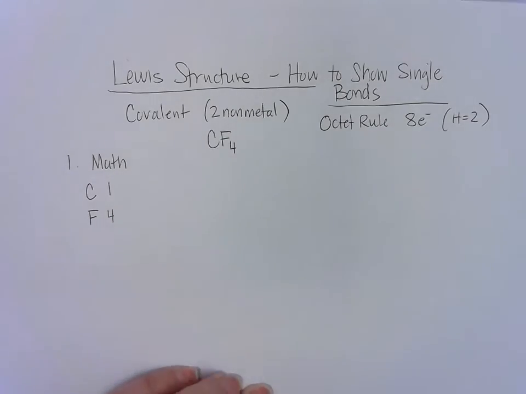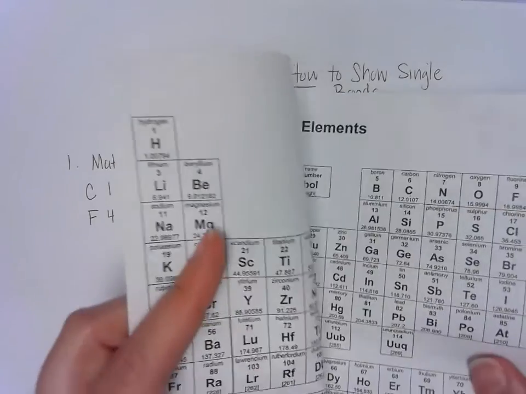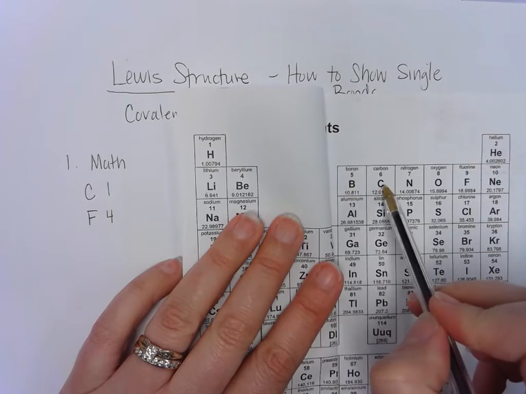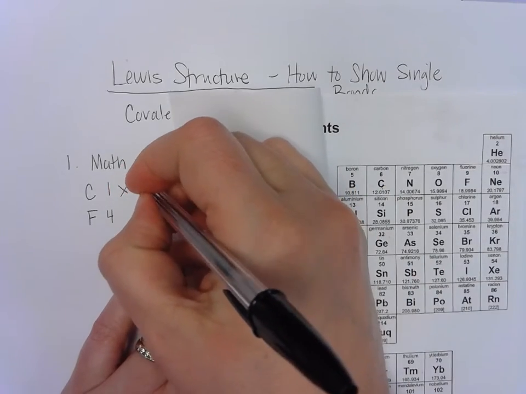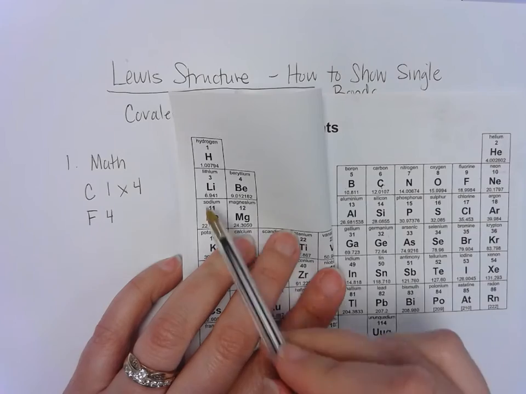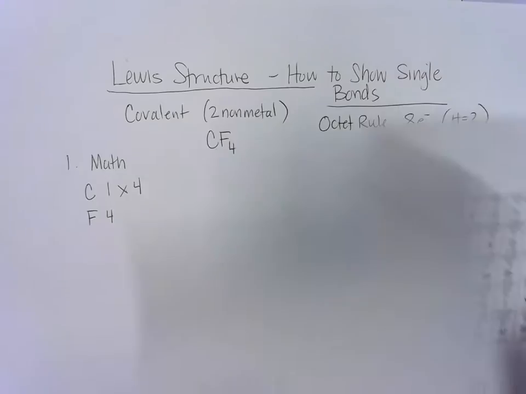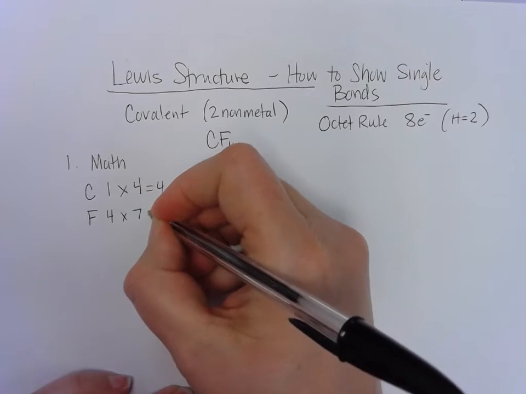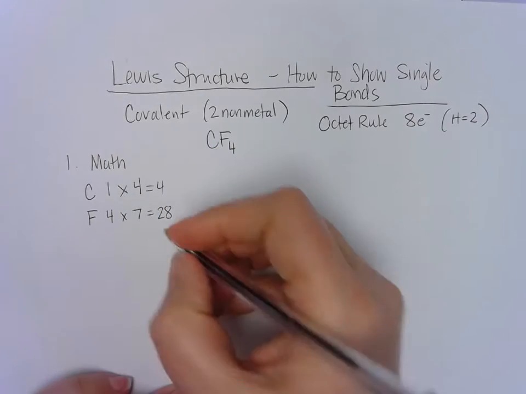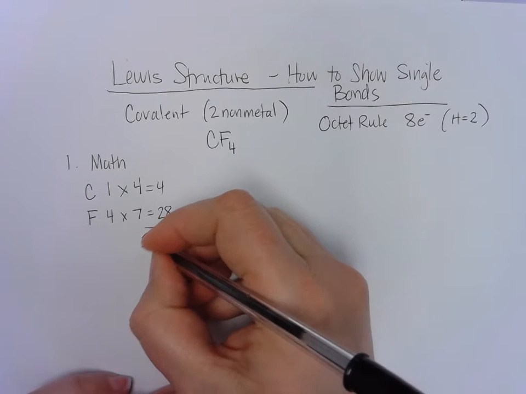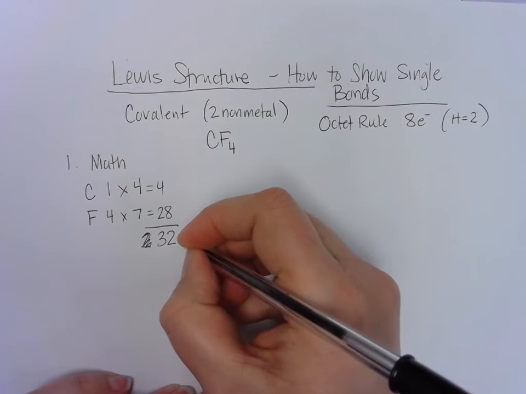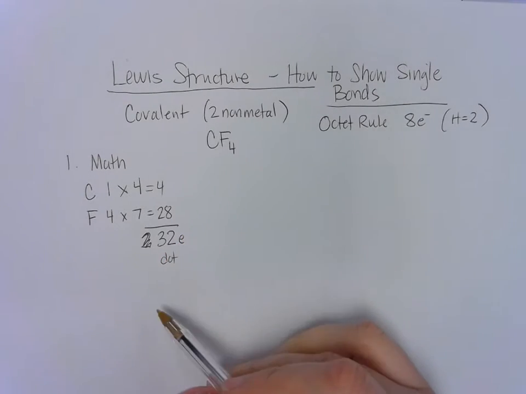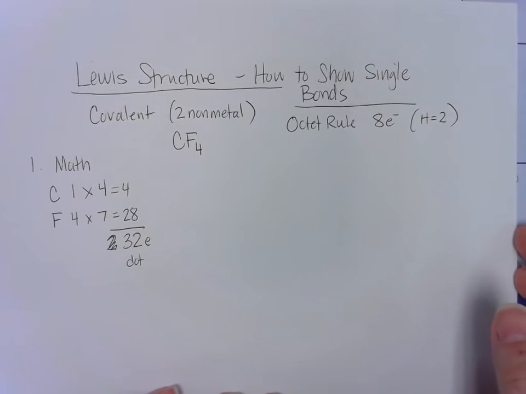If you go to the periodic table and you look at the valence electrons for carbon, you're going to count over the S and the P's, and so there's 4 valence electrons for carbon, and fluorine has 1, 2, 3, 4, 5, 6, 7. So in this example, if you do the math like that, you will be expected to have 32 electrons, which are 32 dots. When we're done, we're going to verify that we actually do have 32 dots in our picture.